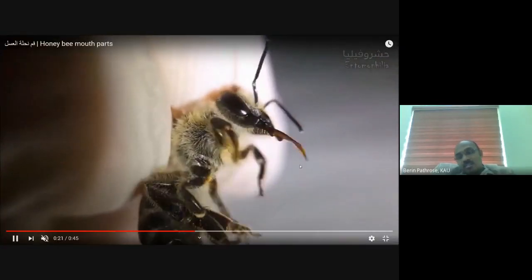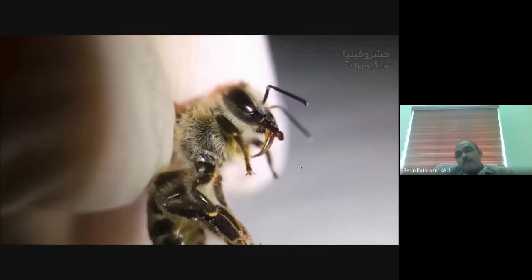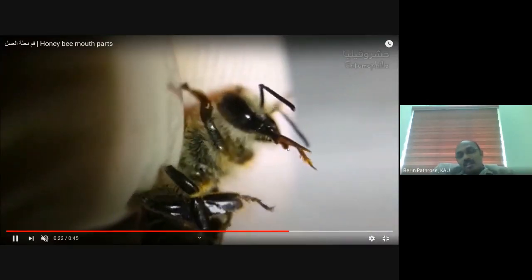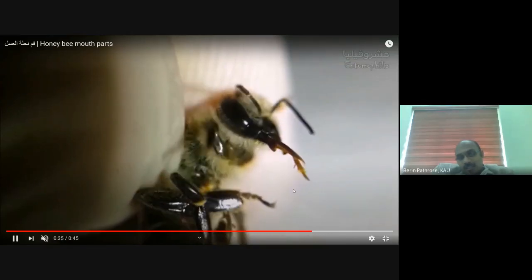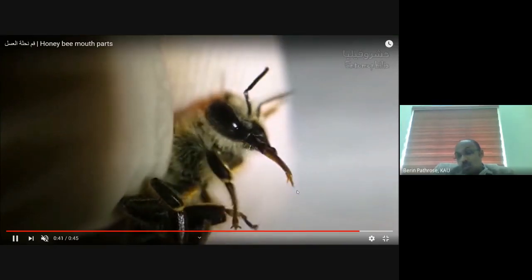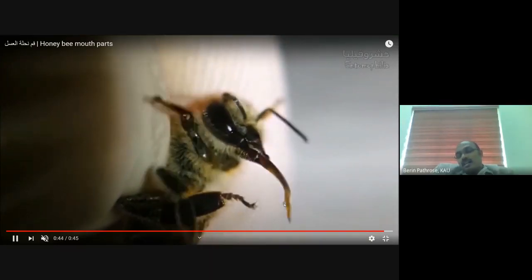See, this is the glossae, the middle part, that is the tongue. This is the labial palpi and this is the galea. So this is the tongue, how it works. We call it the lapping tongue. See this entire structure, when it is elongating, you can see the galea, there will be labial palpi. Inside we have the glossa, which is elongated into a tongue-like structure. See, this is the tongue which is elongated.